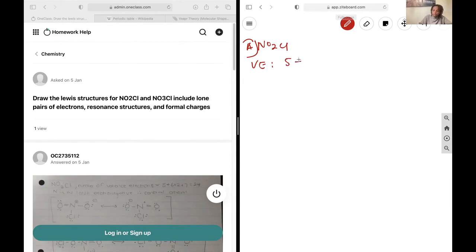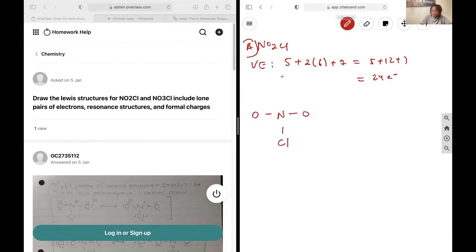I have 5 from the nitrogen, 2 times 6 because of the oxygen, plus 7. That is going to give me 5 plus 12 plus 7, and that is going to give me 24 electrons. And so in my structure, I will surround the nitrogen with the 2 oxygens and then the chlorine.